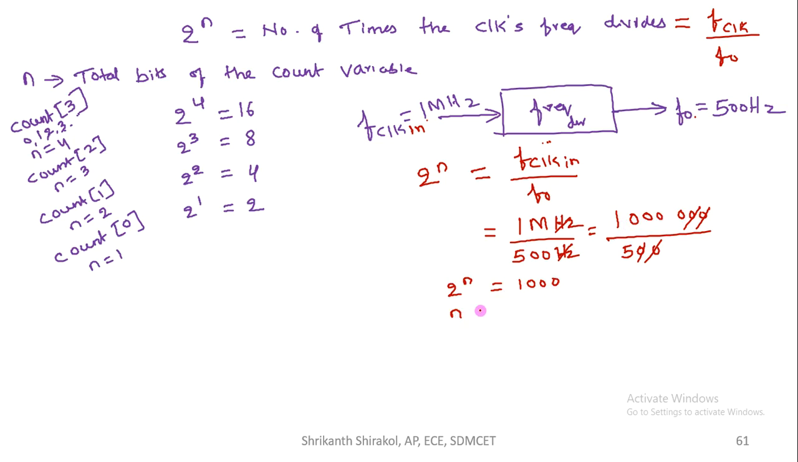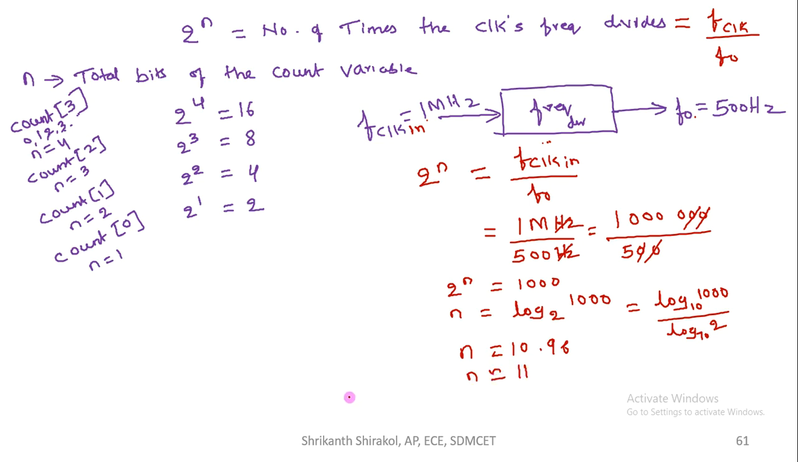So I need to take a log. n is equal to log to the base 2 of 10,000. In your calculator, you will by default have log to the base 10. You know the logarithmic arithmetic, so I won't detail it. So log of 10,000 divided by log of 2, if you take it, you will get the value as 13.29. You can check it in the calculator just after this class.